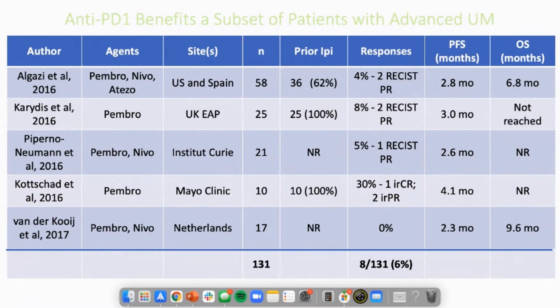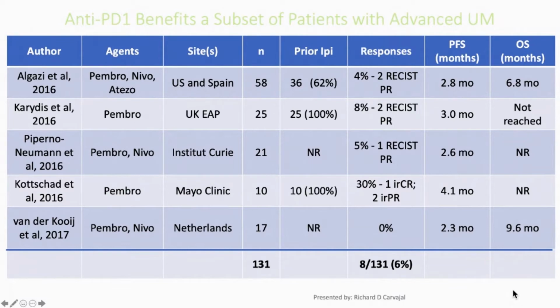So like 4% in our review, and some other, like Mayo Clinic had reported 30% response, but now we think that that's probably an outlier, and probably just reflects a small number of patients treated at the Mayo Clinic, but overall the response rate is probably in the 5% range.